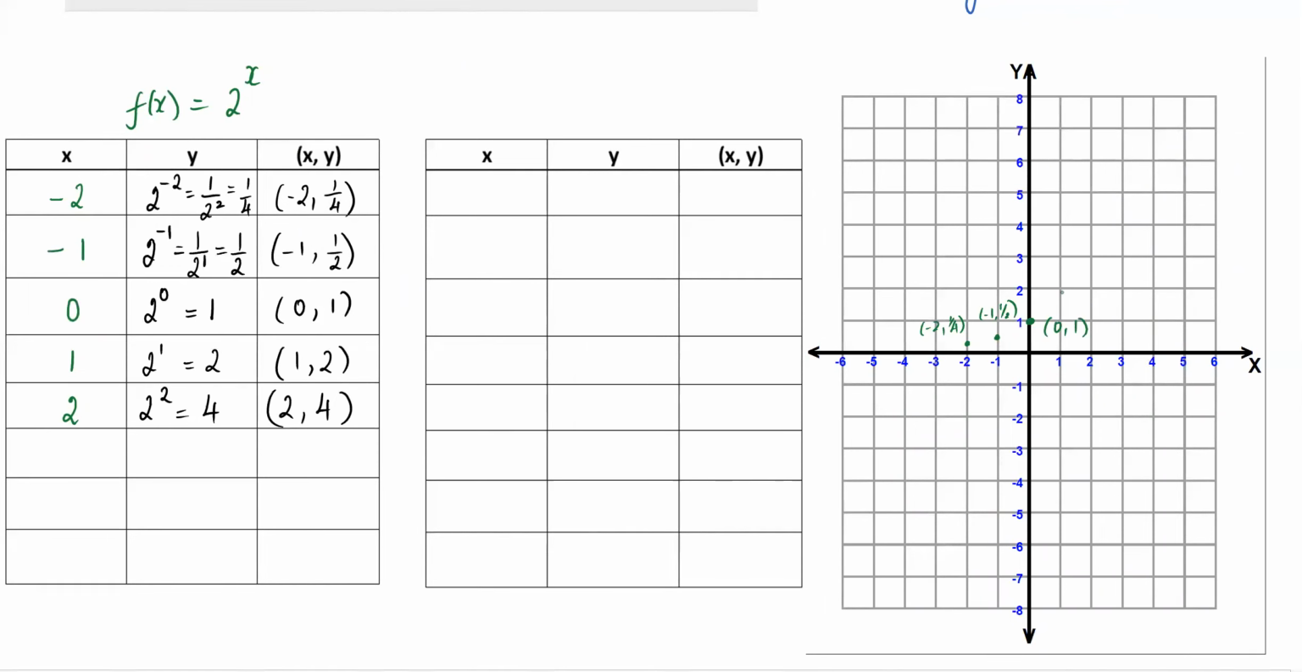1 comma 2. You can see that right after it crosses the y-axis. Once it crosses the y-intercept, it picks up speed. 1 comma 2, and it climbs rapidly. 2 and 4.